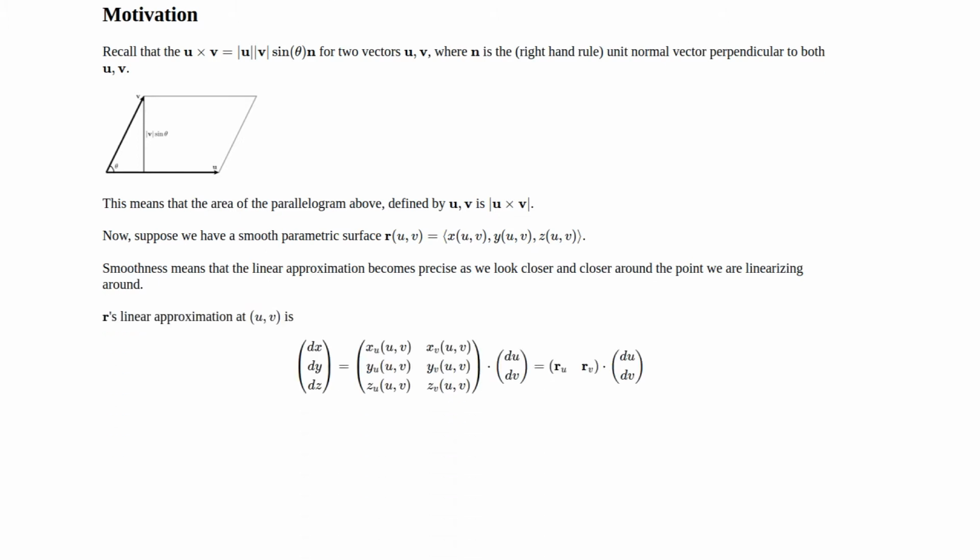r's linear approximation around (u,v) then is dx, dy, dz, equal to this matrix of partials where you have x in the first row and the partials with respect to u and v in the first and second columns, times these little differentials du, dv. And then we could rewrite this as the partial of r in u in the first column of that matrix, and the partial of r with respect to v in the second column of that matrix, dot these little differentials. So this linear approximation shows us how to go from differentials in uv to differentials in x, y, z.